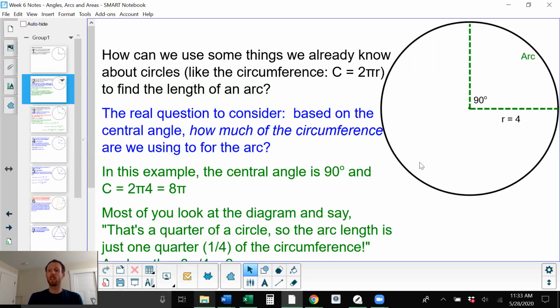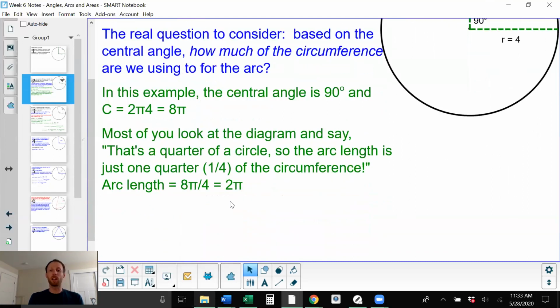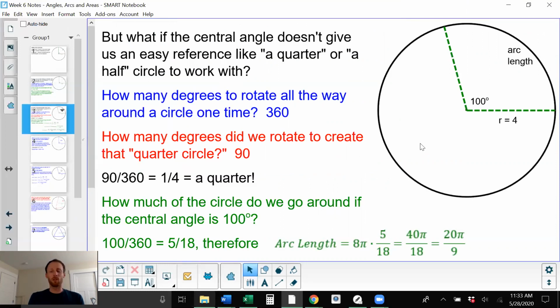And you'd be right. We would take the circumference of this circle, which is equal to 2 times pi times 4, so 8 pi, and we would multiply it by 1/4 or divide by 4, and we would get an arc length of 2 pi. That's pretty intuitive and it should make a lot of sense to us. But what if things are a little bit trickier? What if we look at the circle and the central angle and the arc it creates doesn't make something obvious like a quarter or half of a circle?